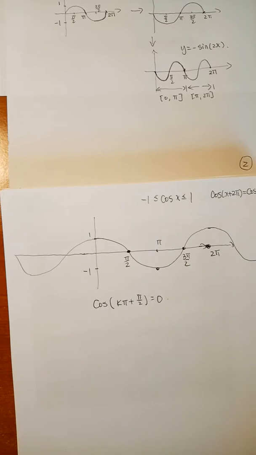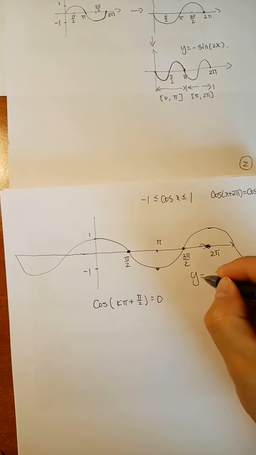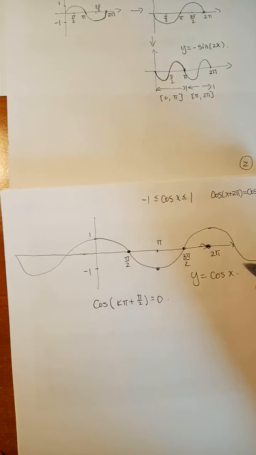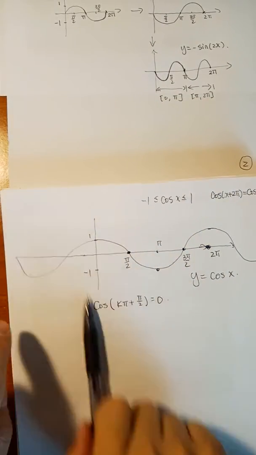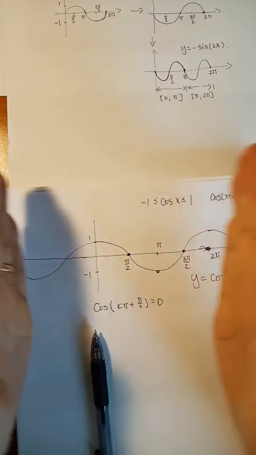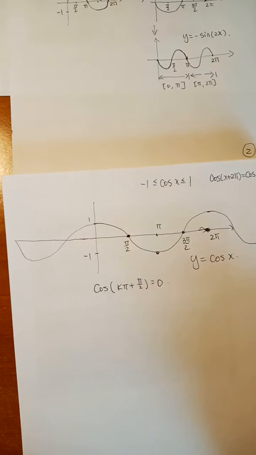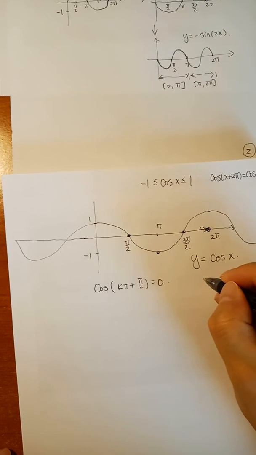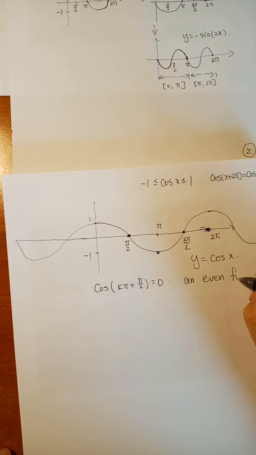So this is the standard graph, y equal to cosine of x. And remember, cosine x is an even function, so it's symmetric about the y-axis. It's even.